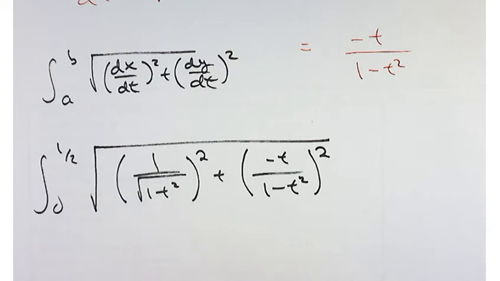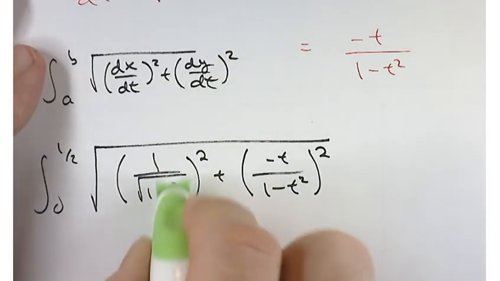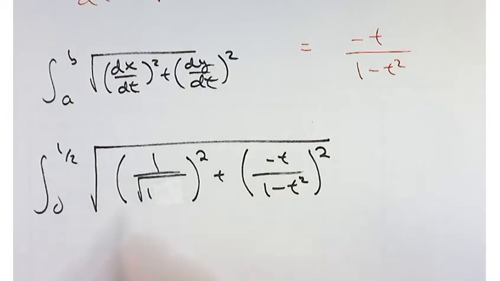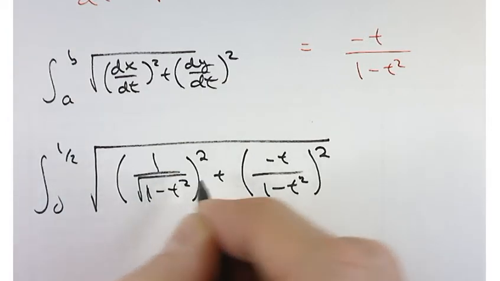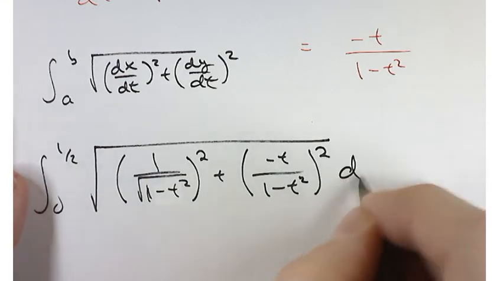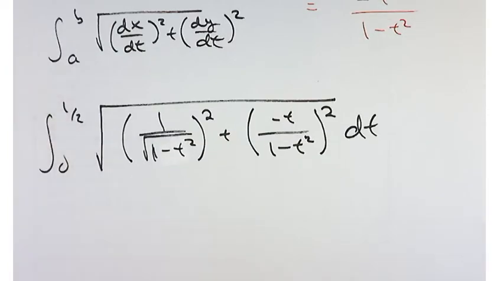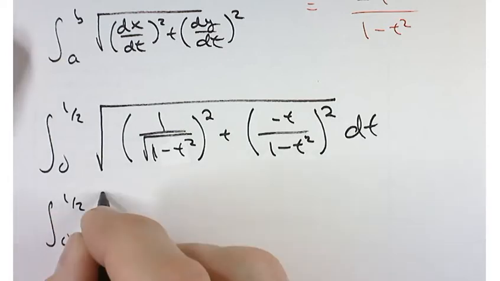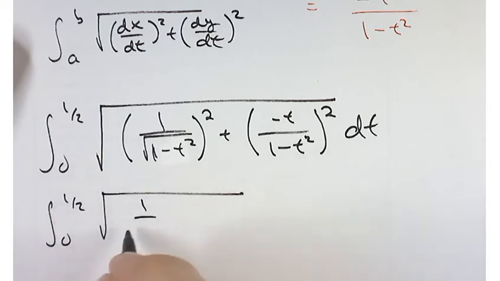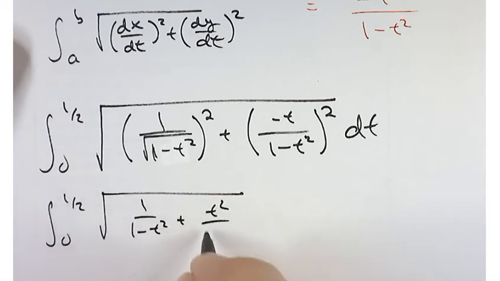Let me just squeeze in a little. Let's use a little Photoshop to clean that up a little bit. So 1 minus t squared here. Ooh, shame on me, I almost forgot the dt. Okay, so a lot of work coming our way here. That's the integral from 0 to 1/2 of the square root of 1 over 1 minus t squared plus t squared over 1 minus t squared, squared again.